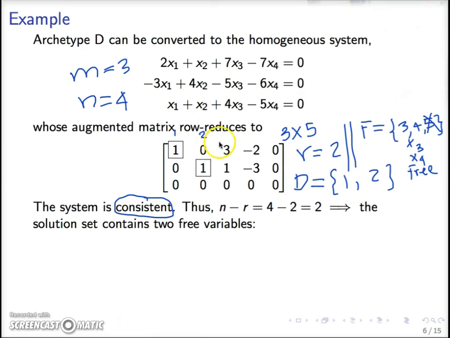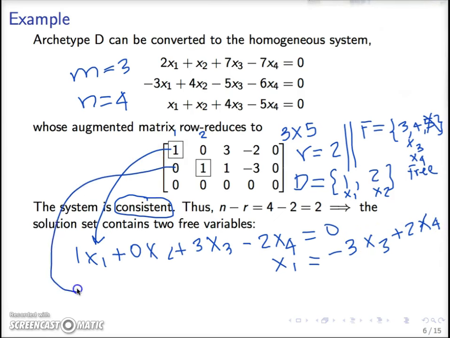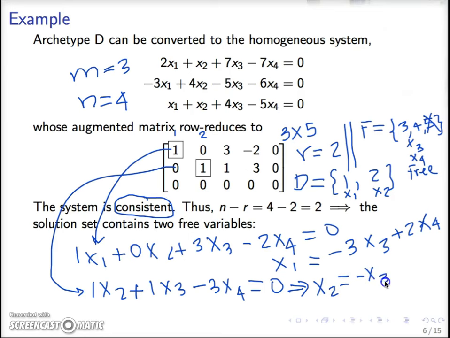So what we can do next is look at the first row and write 1x1 plus 0x2 plus 3x3 minus 2x4 equals 0. Since x1 and x2 are the dependent variables, we can solve for x1 and say this looks like minus 3x3 plus 2x4. We can do the same from the second equation, 0x1 plus 1x2 plus 1x3 minus 3x4 equals 0. From here, since x2 is dependent, we can say x2 equals minus x3 plus 3x4.